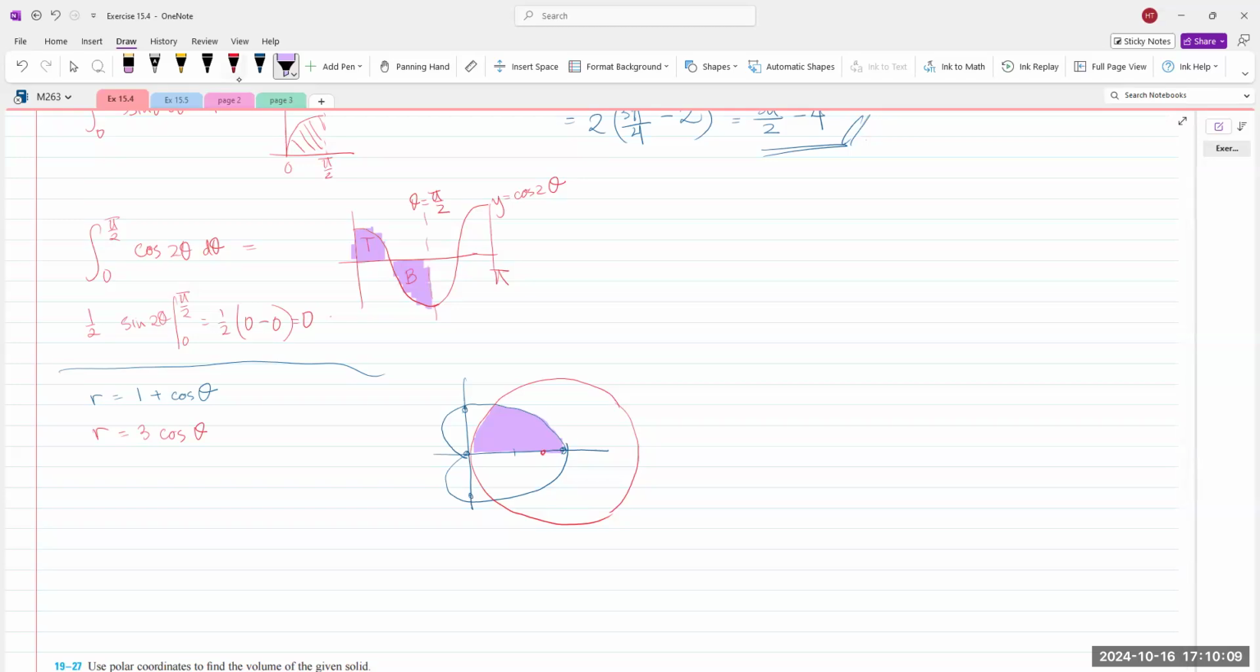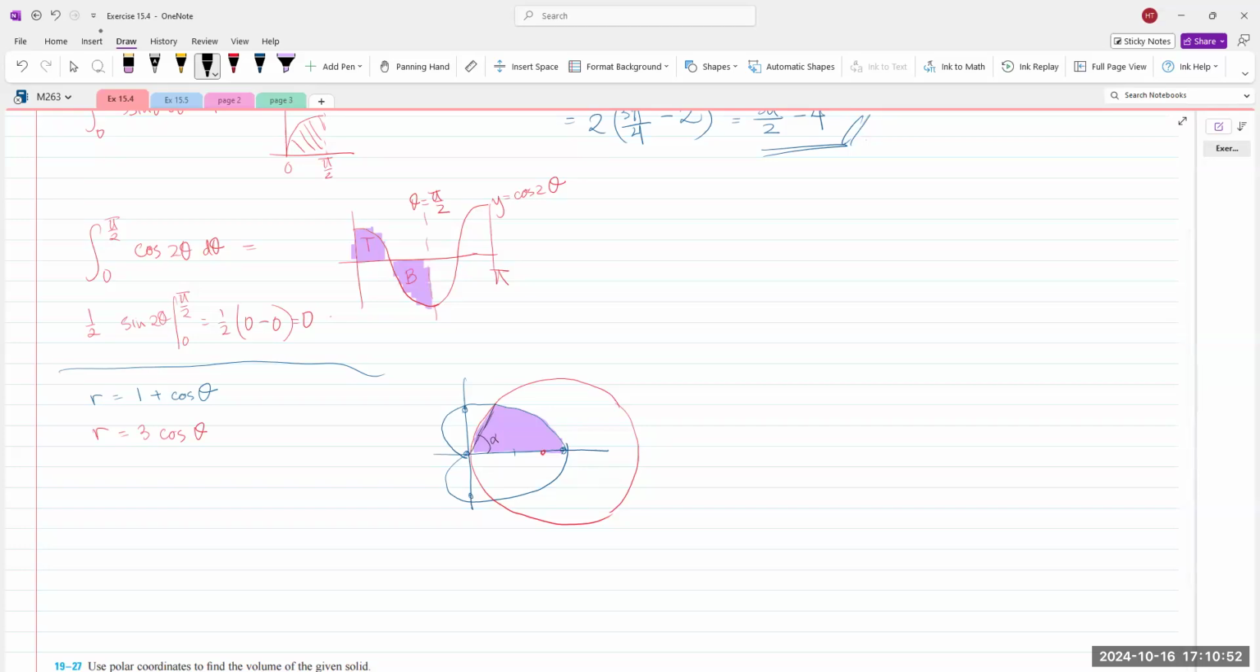Now we have an issue. When you shoot from the origin to here, you get the cardioid part, but after a certain angle, you will hit the circle part. So there must be some point where they intersect, and we need to find that intersection. We need to find the theta, call it alpha, where the boundary changes from the cardioid to the circle.